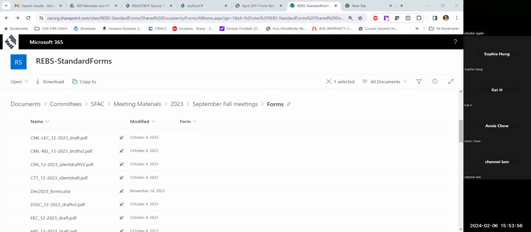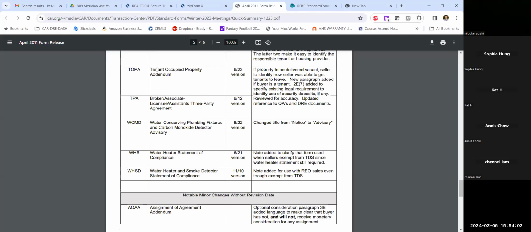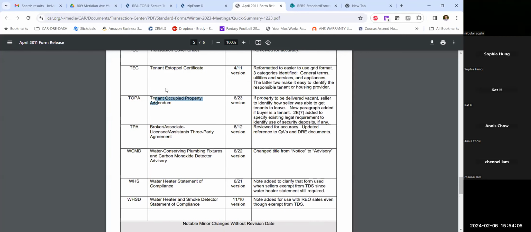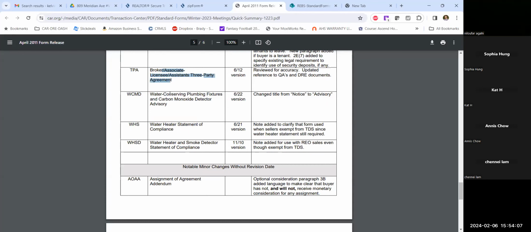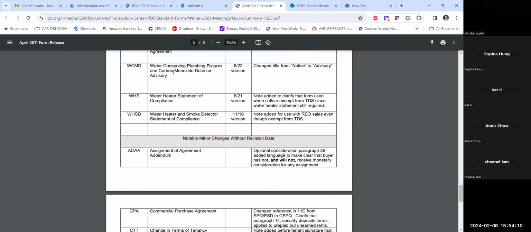All right. So we covered that. Now going on to the next section, we talked about third-party agreements, the water consuming plumbing fixtures. This is now just called a notice. It's just now called an advisory. Okay, so it's an advisory. Same thing. This form is only to be used when sellers are exempt from the TDS, since the water heater statements are still required statutorily when there's an exempt seller. Okay.